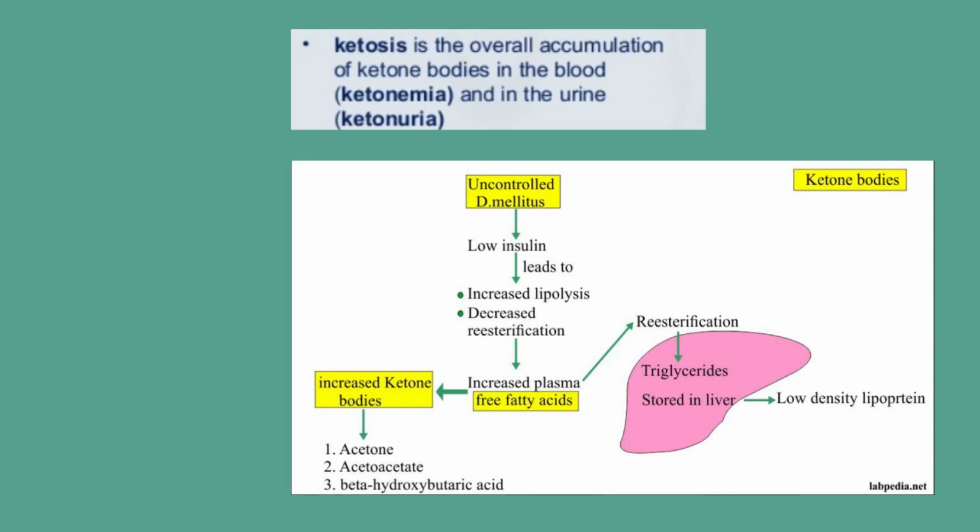Ketosis is the overall accumulation of ketone bodies in the blood, which is known as ketonemia, and in the urine, ketonuria.